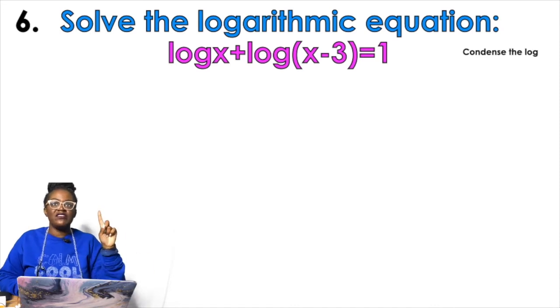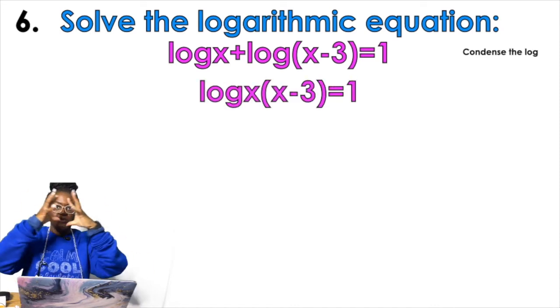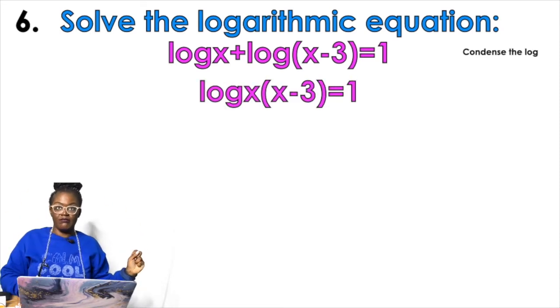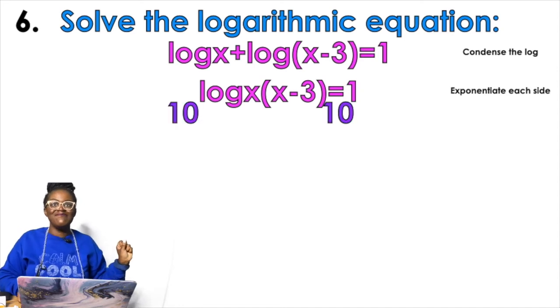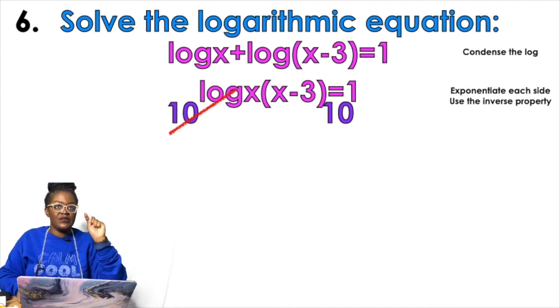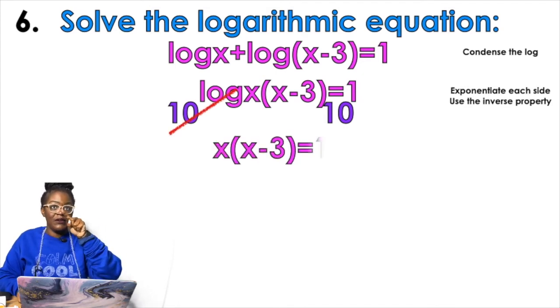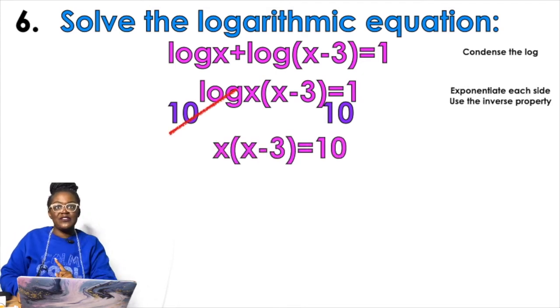Okay. Condense the log using our product property. Exponentiate both sides. What base am I gonna use? 10. That lets me use my inverse property. So 10 to the log base 10 cancels out. x parentheses x minus 3 equals 10.